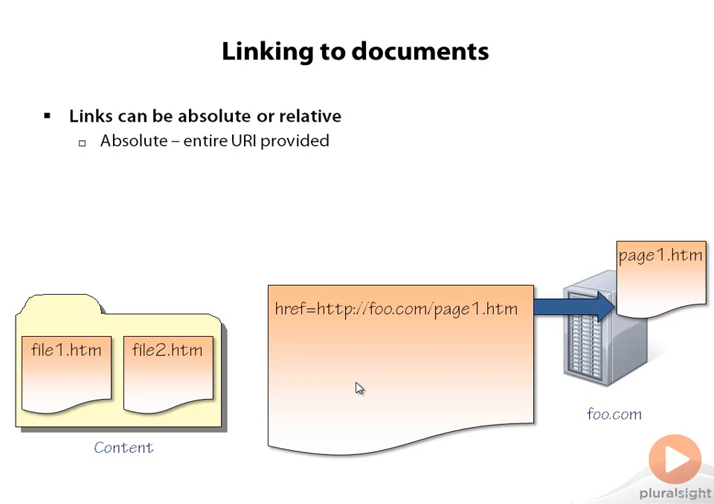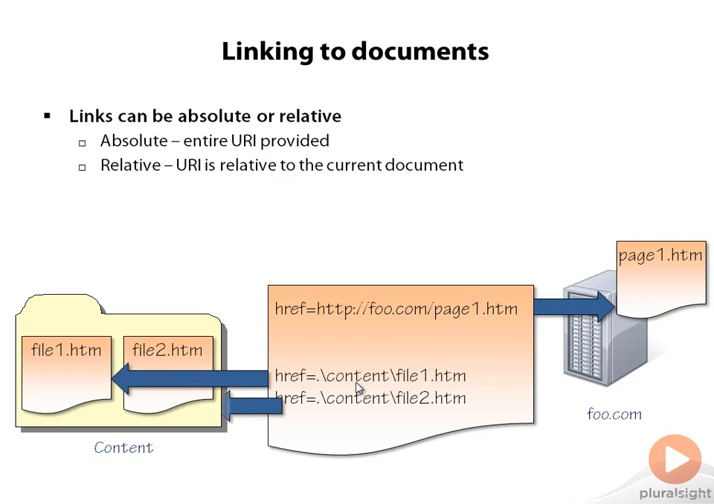But if we assume that we have these other files, file1 and file2 here on the left, in a content folder, then we can use a relative path such as this, which is relative to the current document I'm in. The reference is I'm starting in my directory. I'm going to look in the content folder and then find this file1.htm.